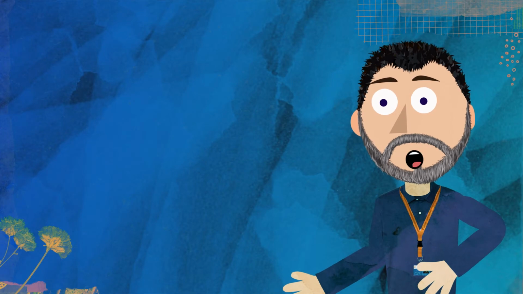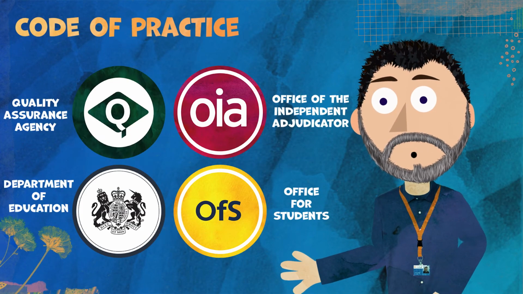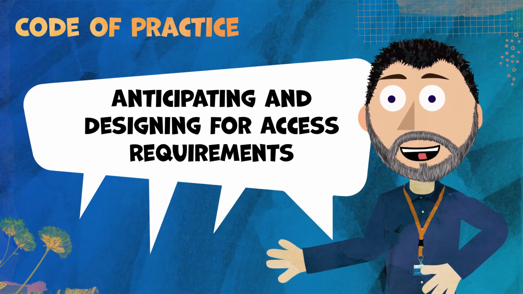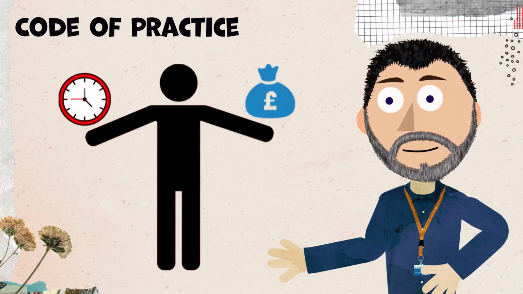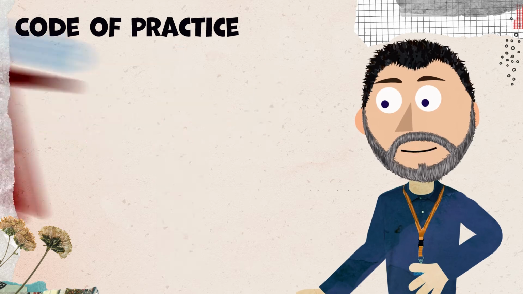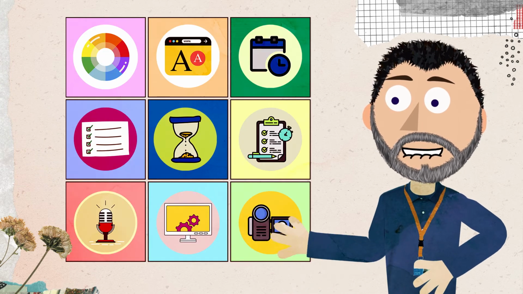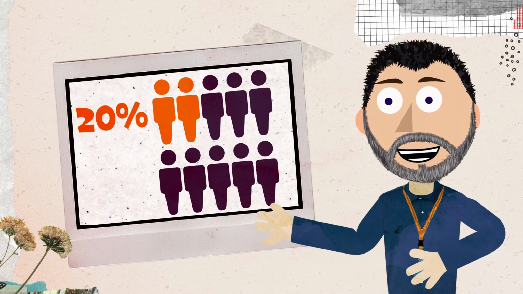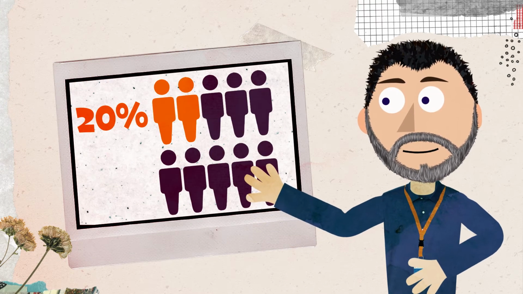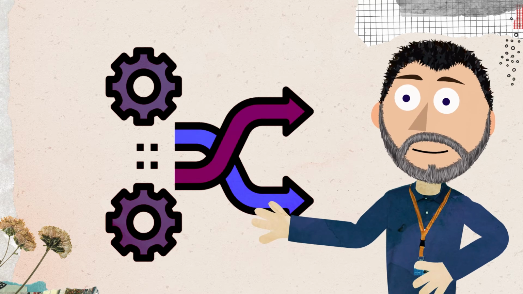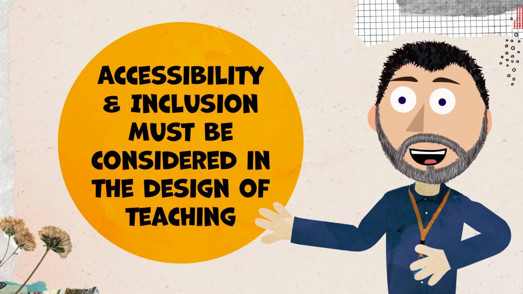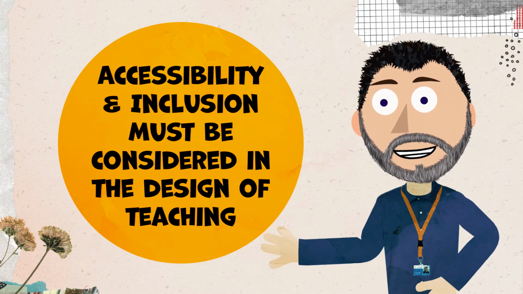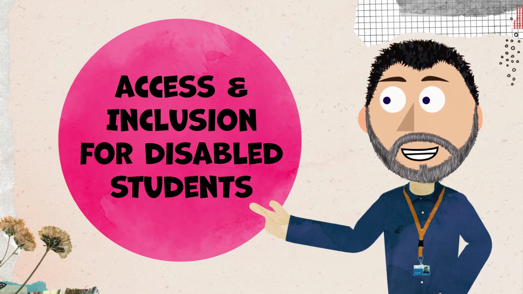The code has been revised because recent guidance from government and regulatory bodies has asked us to focus more on anticipating and designing for the access requirements of disabled students, rather than on the costly and time-consuming process of making thousands of individual reasonable adjustments after the fact. This shift in emphasis makes sense. If 20% of our students need adjustments to teaching and learning and assessment, perhaps we need to change the way we are doing things. Accessibility and inclusion are not add-ons. We need to think about them as we design our teaching and the teaching environment, and so the new code is called Access and Inclusion for Disabled Students.